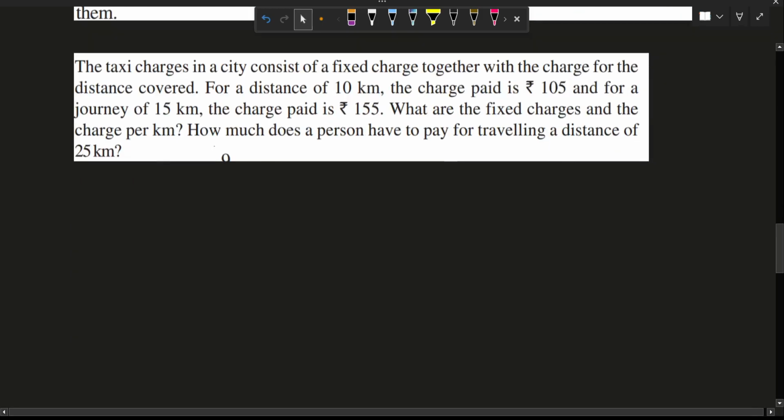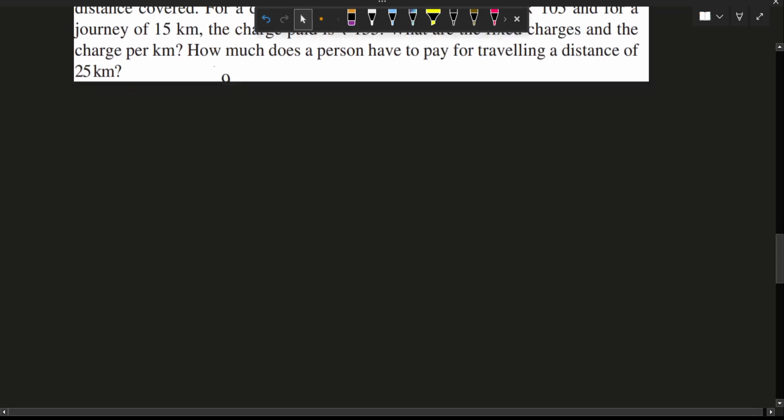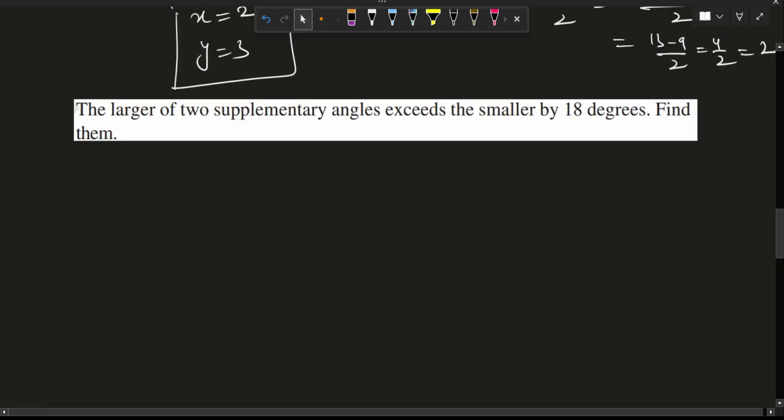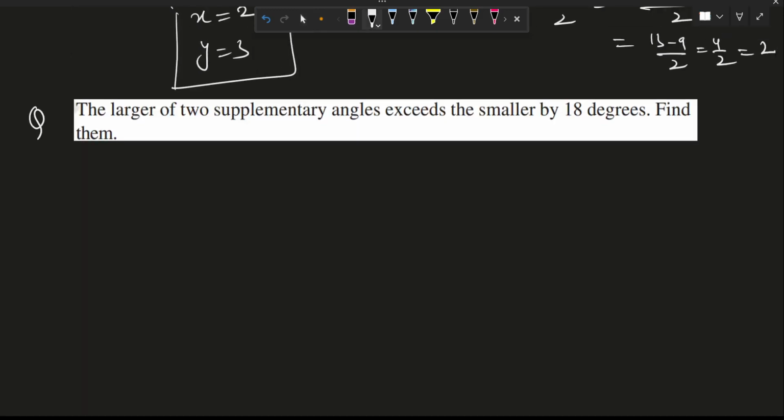Now let's solve a few word problems also, which are very important for this chapter, because mostly the questions come like that. You have to frame your own equations using the question statement given. That's question number 4. Larger of two supplementary angles exceeds the smaller by 18 degree. Find the angles. Meaning you have to frame your own equation. Two simultaneous equations means equations with two variables.